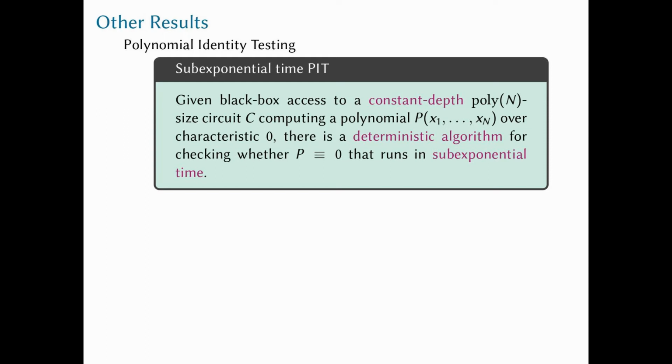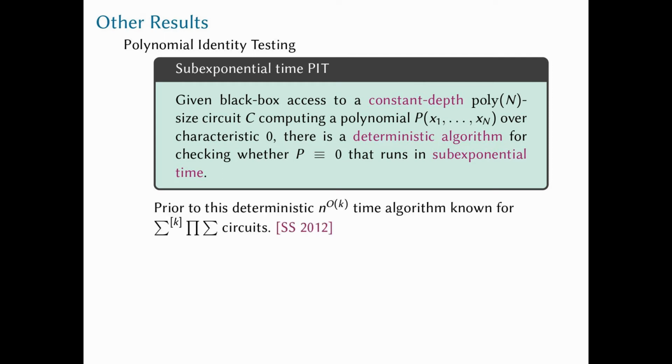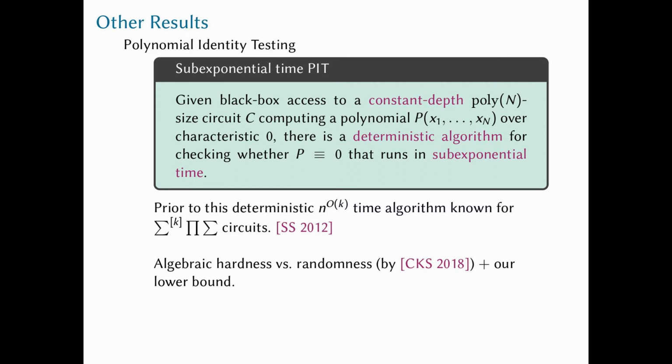If we know that a polynomial is computed by a constant depth circuit, and we have black box access to this polynomial, and we want to deterministically determine if this polynomial is identically zero or not, we can do it in subexponential time. This is better than what was done before, because for example, just for depth 3 circuits, the time was n to the k, where k was the top fan-in, but the top fan-in can be linear and it will be exponential in n.